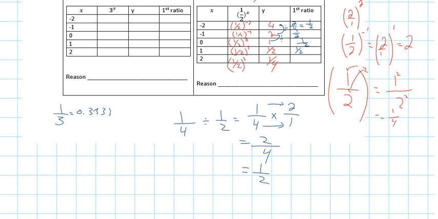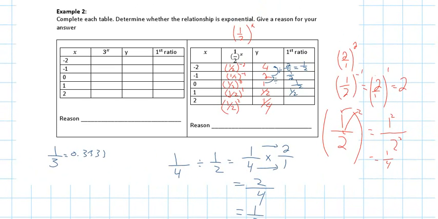Too much math? Your brain's hurting? Not yet? Okay, so since my ratio is constant, what do I say? Is it exponential or no? Okay, so determine whether the relationship is exponential. Give a reason for your answer. So yes, it is. First ratio is constant. Okay, I'm going to give you time to work on the first one. If you don't want to deal with fractions, you want to deal with decimals, that's fine. Do it with decimals. Okay? I'll leave you with this.